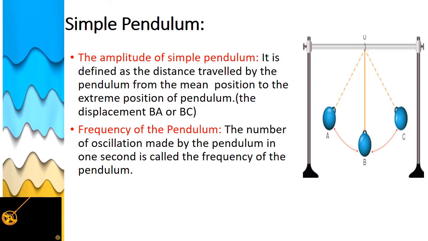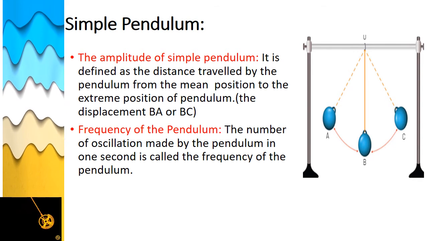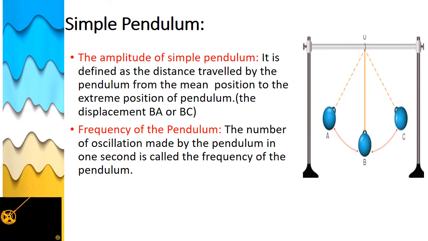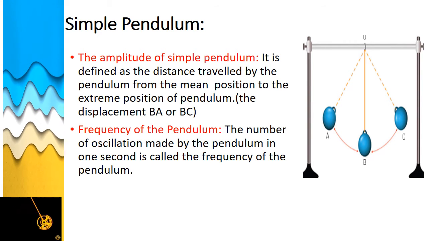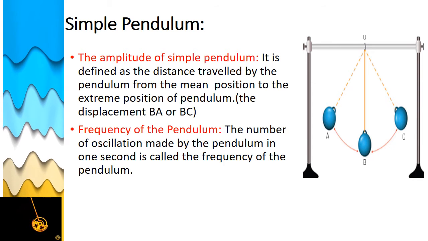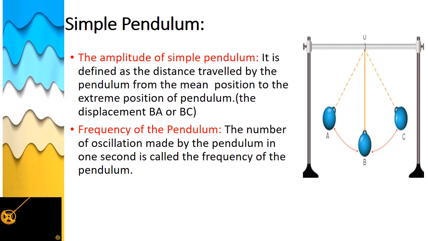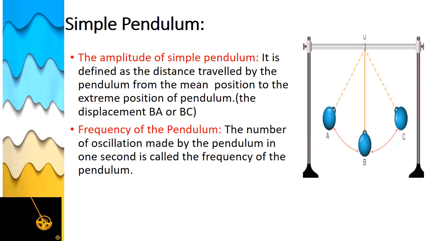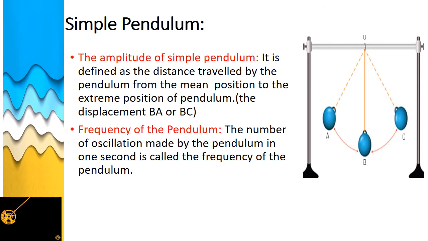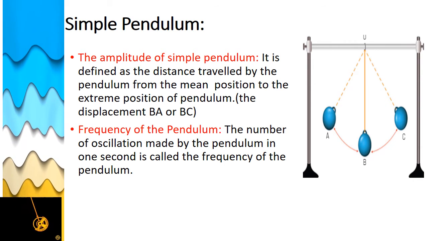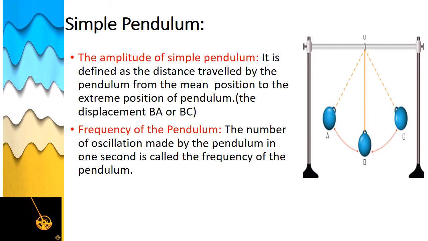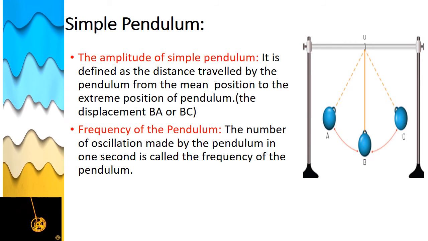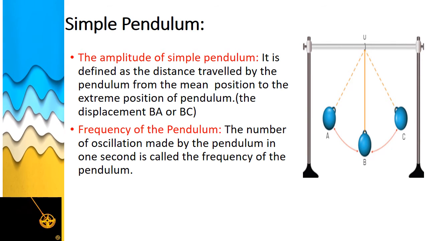Okay, the last term is the frequency of the pendulum. The number of oscillations made by the pendulum in 1 second is called its frequency. Now we know what an oscillation is, right? So the number of oscillations made by the pendulum in 1 second is called the frequency of the pendulum. Frequency is denoted by 1 by time period. We know what time period is, right? The time taken by the bob of a pendulum to complete one oscillation.